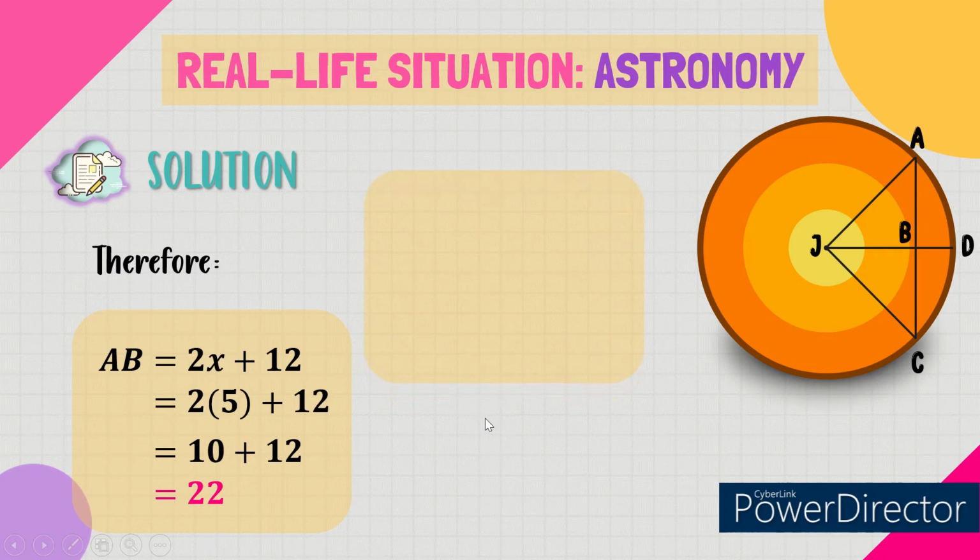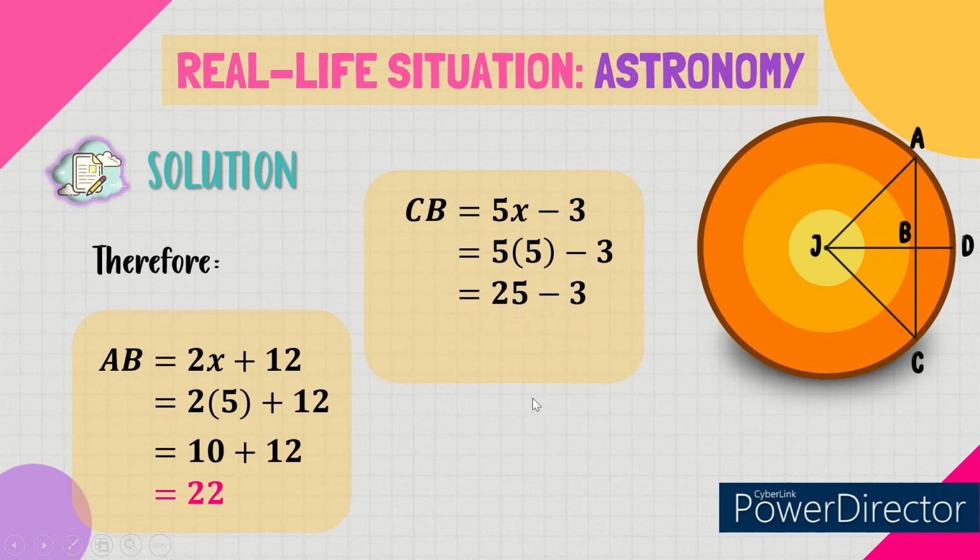And then also here in CB, again substitute the value of x in 5x minus 3. So it will become 5 times 5 minus 3. 5 times 5 is 25 minus 3 is also 22. So you can see the values of AB and CB are equal because, as I said earlier, the line segment JD bisects this chord AC. So this proves that AB is equal to CB.